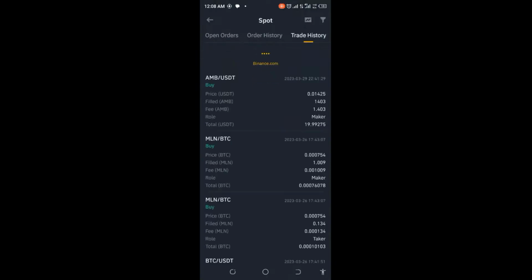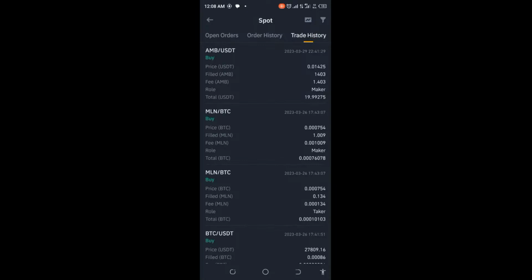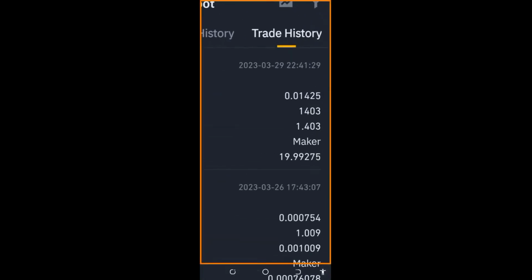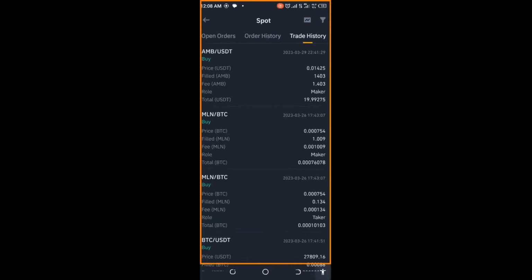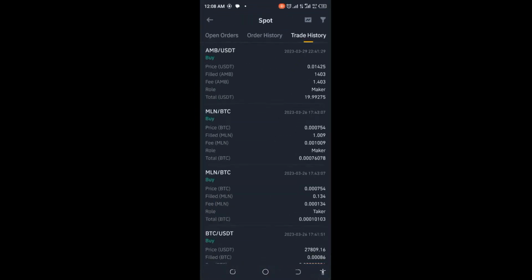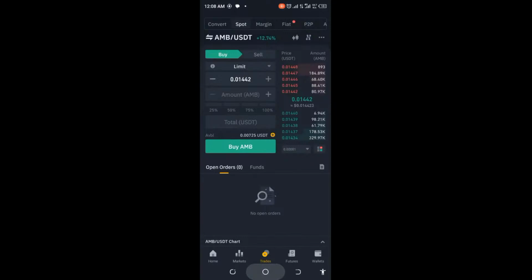So let's check the trade history and see what time. What time did this take? Yeah, just about an hour. That's what it took, about 1 hour 10 minutes thereabouts, and that's really cool.